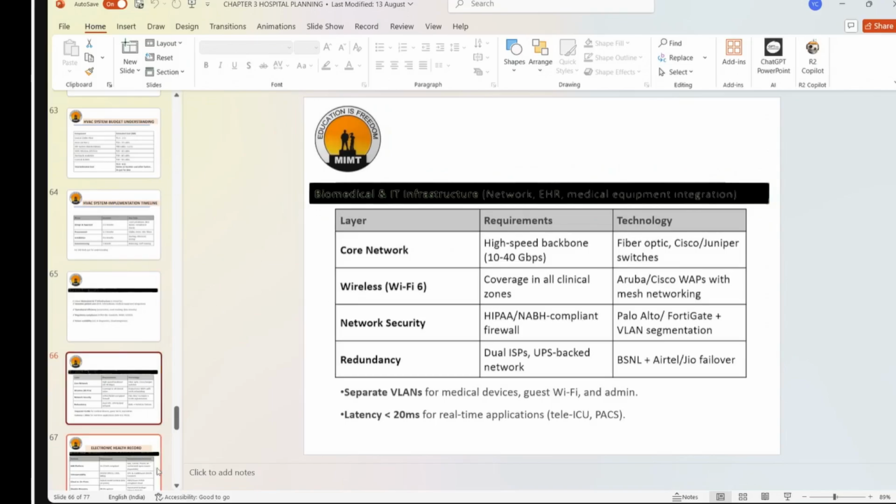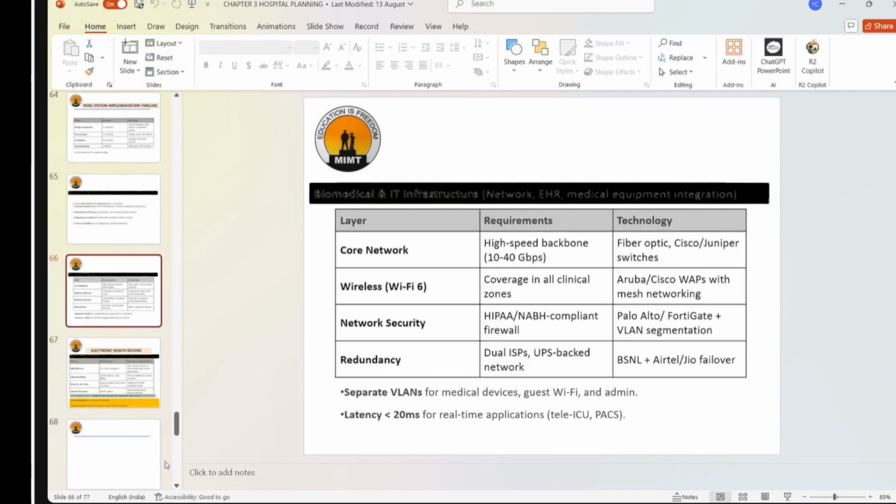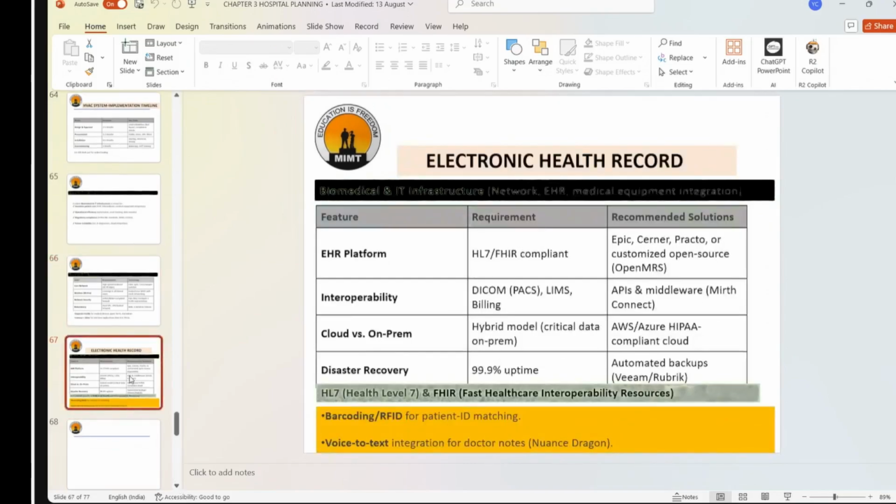And later on, we can talk about the electronic health record. What is the importance of the electronic health record? That is also part of the biomedical and IT infrastructure. EHR platform requirements: HL7, FHIR compliant, interoperability, DICOM, PACS, that is the picture archiving system. Means your MRI machine, CT machine, X-ray machine, they are connected with the remote areas. LIMS, billing, cloud also on-premises, also a hybrid model, critical data on-premises, patient reported outcome measures and all that kind of thing.